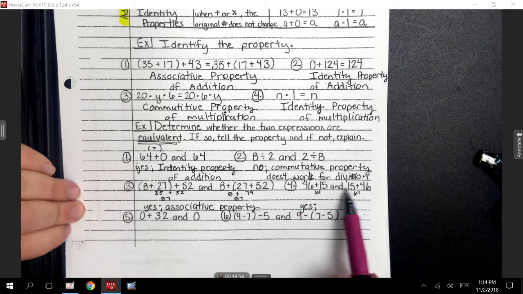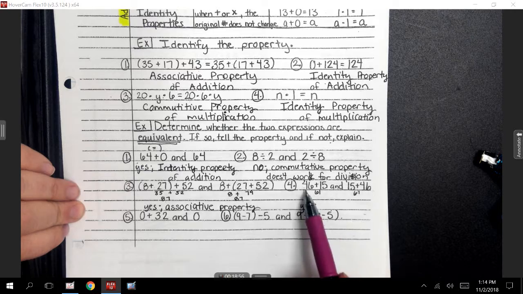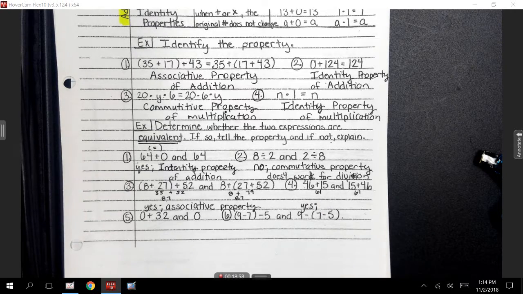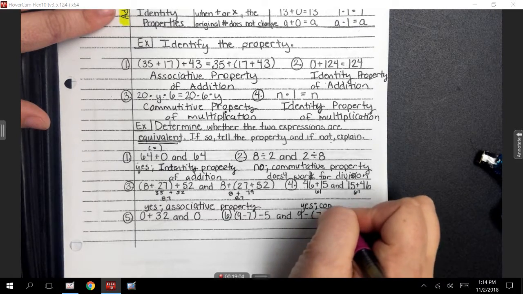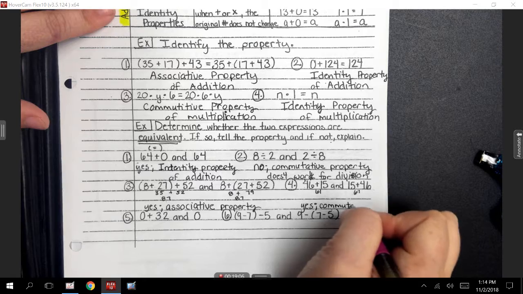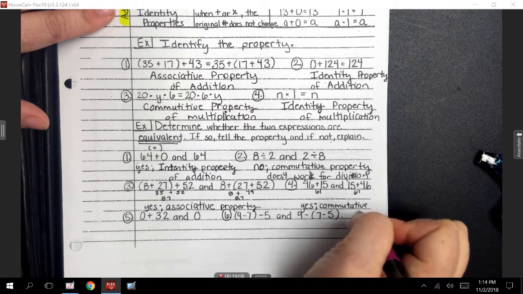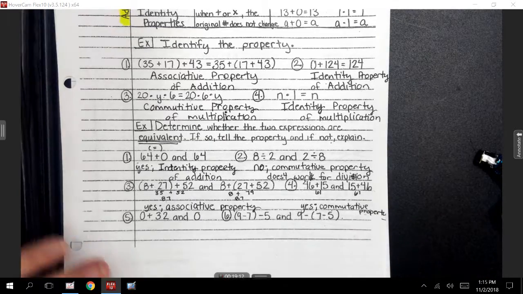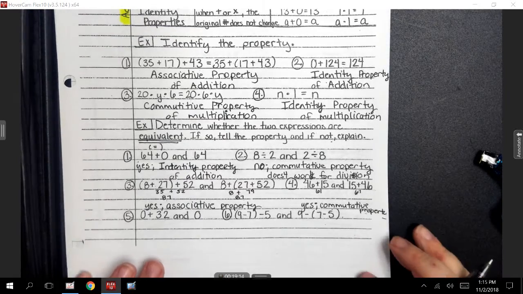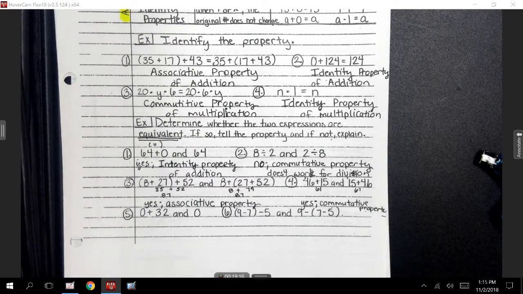What property let those switch places? What property lets you move? What property lets you travel to school every day? That's going to be that commutative property. I kind of ran out of a little bit of space there. Squeezed it in.